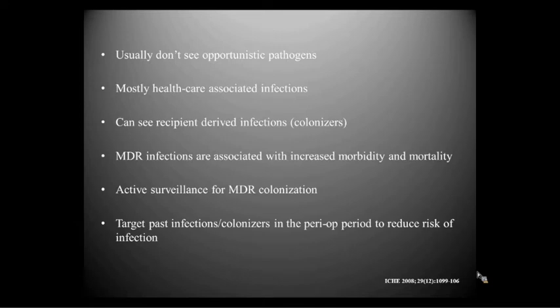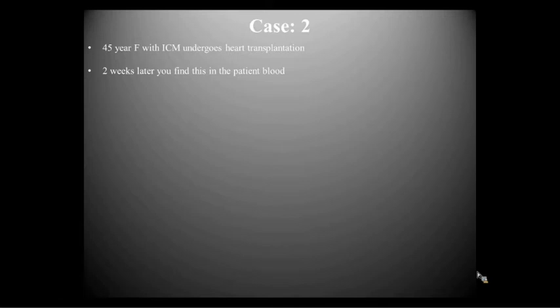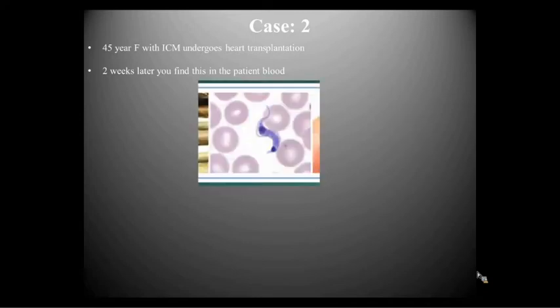of this early post-transplant. Okay, 45-year-old patient, ischemic cardiomyopathy, undergoes heart transplant. So again, we're in that first 30-day window. 2 weeks later, you find this in the patient's blood. What do you think this might be? Anybody want to take a guess?